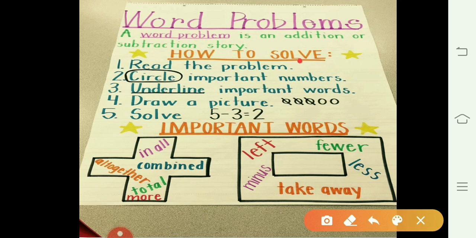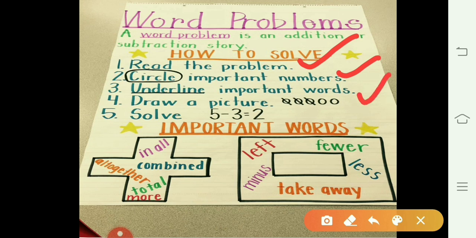First of all, read the problem carefully. Read the problem two to three times carefully and try to understand what is being said in the problem. Then circle the important numbers. Very important: the numbers, the digits which are given in the statement, you circle them.